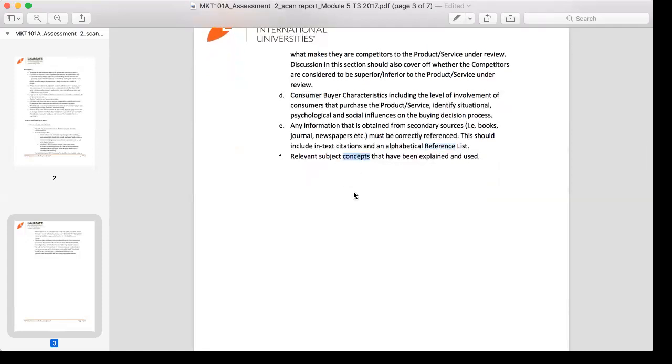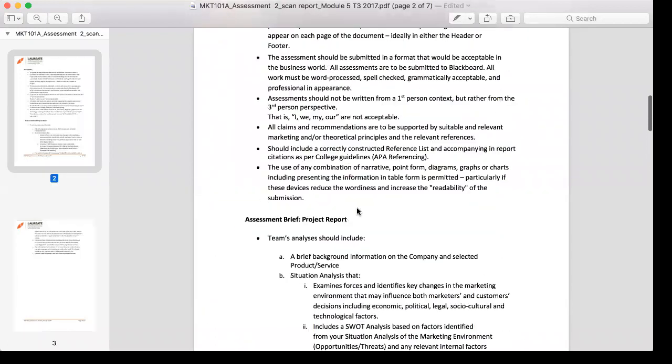Relevant concepts should be explained, and you also need to use them. Why is that? Look, guys, at our level of study, we need to be able to communicate and argue using concepts. When we quote the concepts, very likely we need to look at the sources of the concepts, either our e-text or journals or academic papers. So that's basically assessment 2. Again, stay tuned.